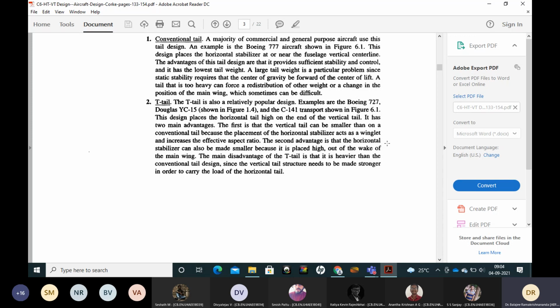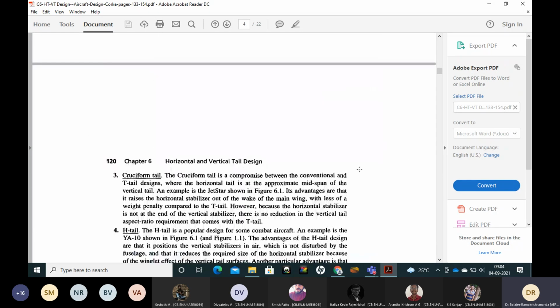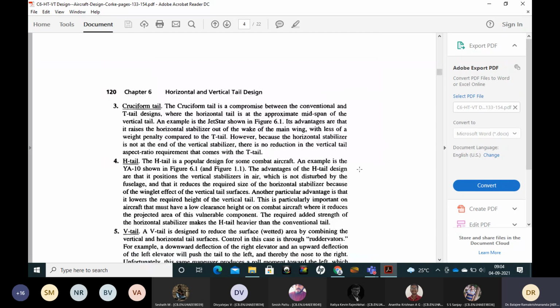But because the horizontal tail sits on top of the vertical tail, the vertical tail structure should be heavy enough or strong enough to support the horizontal tail. That is the disadvantage of that. Then cruciform tail: the advantage and disadvantage are midway between conventional tail and T-tail.